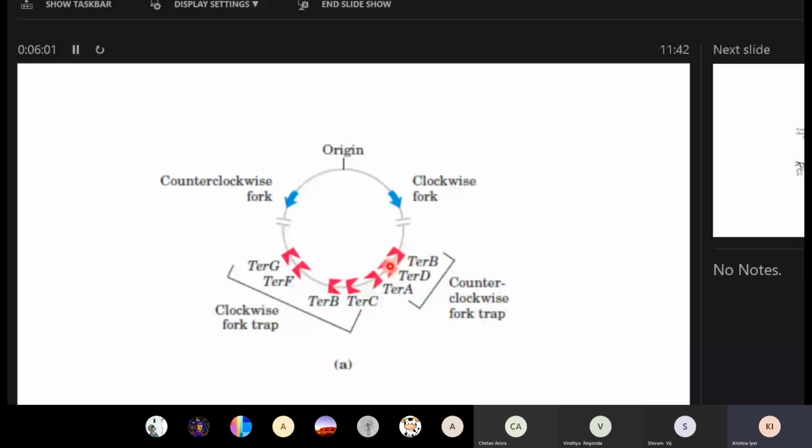And what that essentially does is that in case one of those two forks is moving slightly faster than the other, this slowing down covers for that, and both the replication forks tend to meet almost opposite to the origin of replication, because they both slow down here.